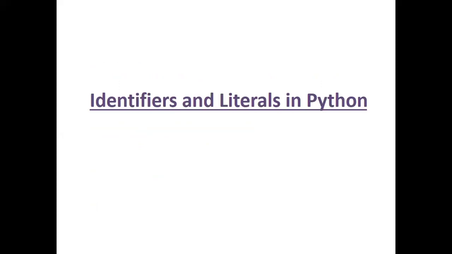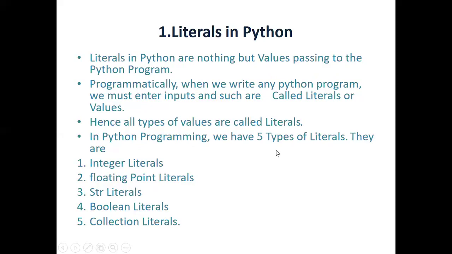Now, after that, we discussed the identifiers and literals in Python. What do we understand by literals? Literals are the values passing through the Python program. Whenever we write any Python program, we must enter the inputs, which are called literals, or the values. Hence, all types of values are called literals. In Python, we have 5 types of literals: integer literal, floating point literal, str literal, boolean literal, and collection literal.